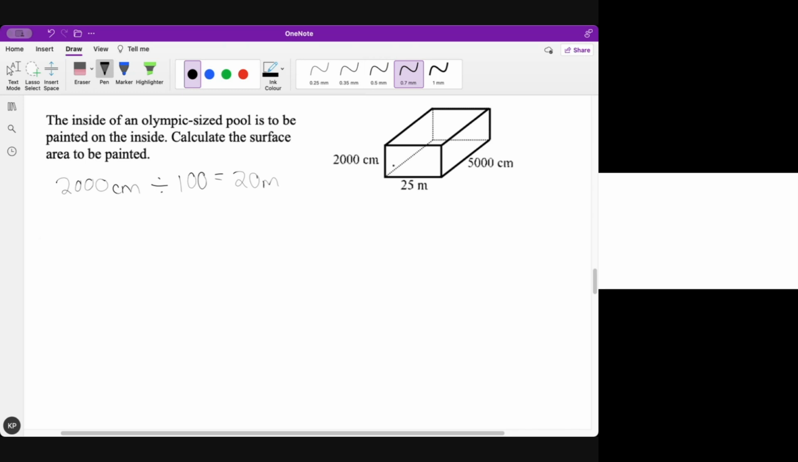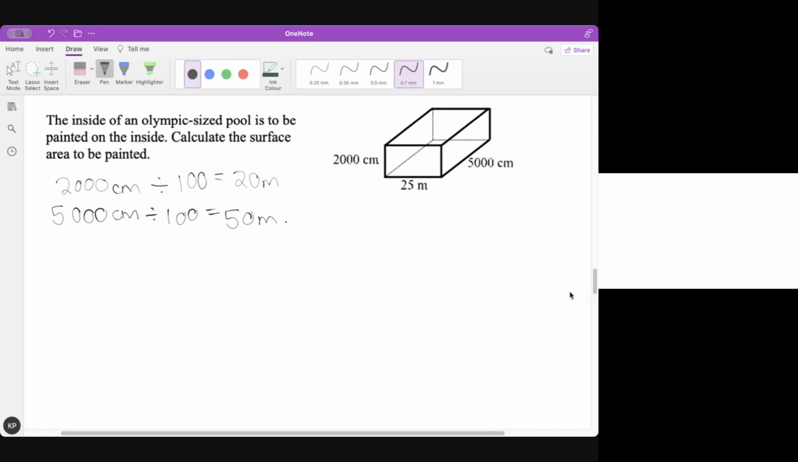This is so thin, I can barely see this. And this 5,000. Again, I'm also going to divide by 100, and this will be 50 meters. Great, isn't that better? We fixed the first problem.